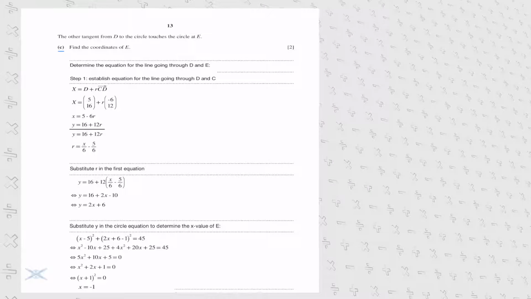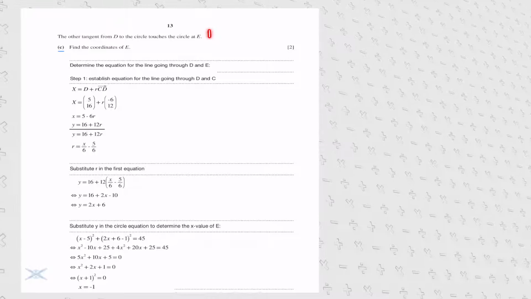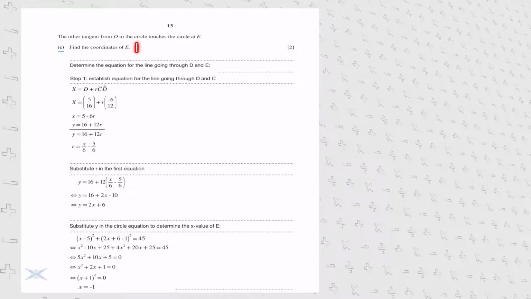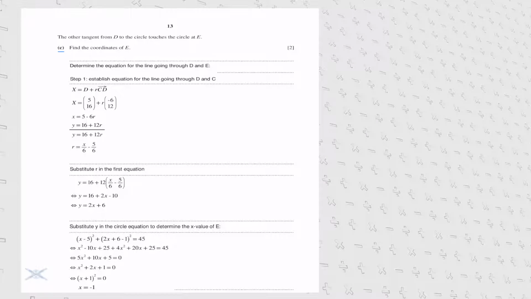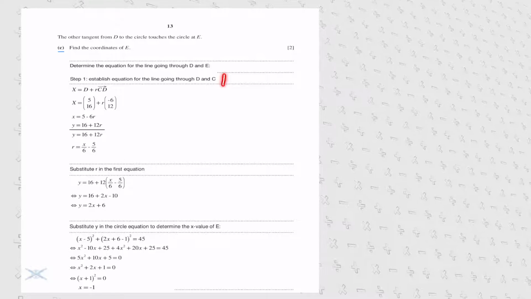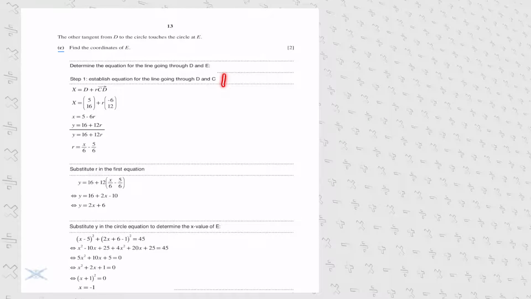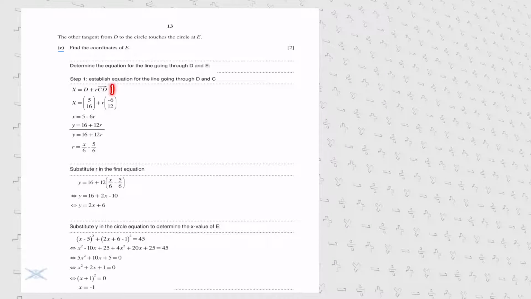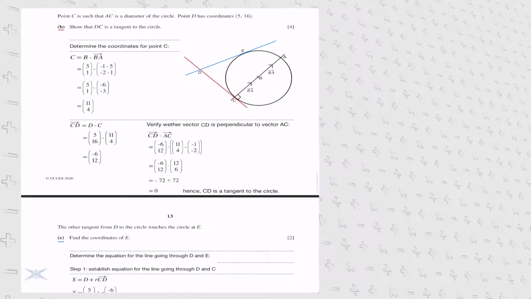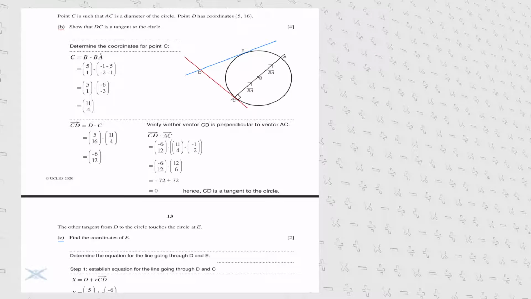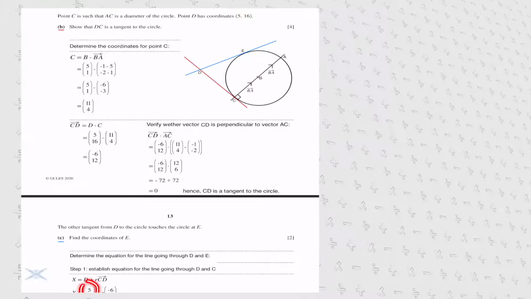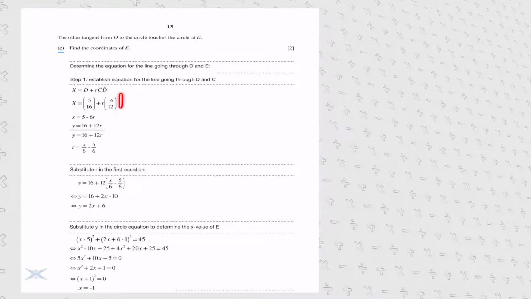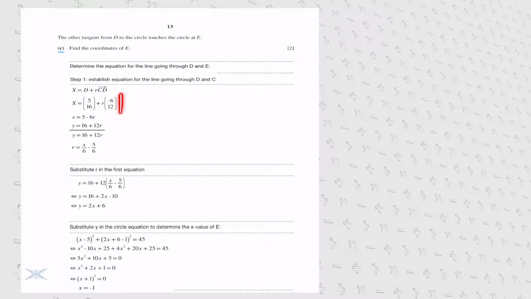Moving on to part C of this exercise, where it's stated that the other tangent from D to the circle touches the circle at point E. We are supposed to determine the coordinates of point E. This can be achieved by firstly establishing the equation for the line that goes through points D and C, and a simple way to represent this would be the employment of a vector equation of that line. The coordinates for point D can be obtained in part B of this exercise, and the directional vector CD as well. Now we will transform this equation from its vector form into its Cartesian form.